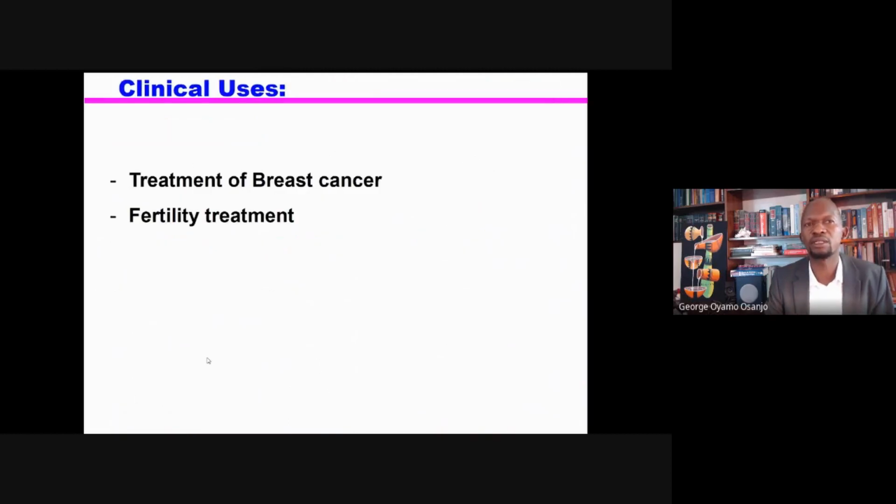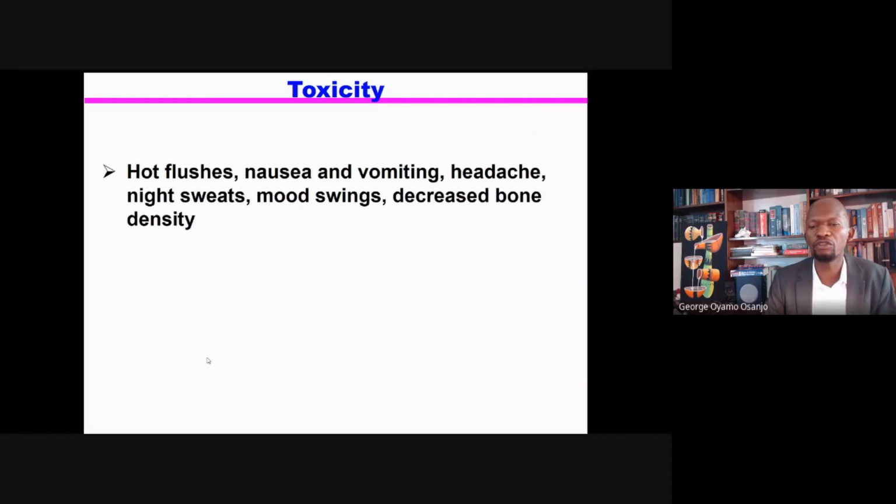The aromatase inhibitors have found many similar uses, like tamoxifen, and also in others like clomiphene. So for example, like tamoxifen, they may be used in the treatment of breast cancer, and like clomiphene, they may be used in the treatment of fertility. The adverse effects of aromatase inhibitors are related to the anti-estrogenic effects. So for example, vasomotor symptoms such as hot flashes, nausea and vomiting, headache, night sweats, mood swings, and decreased bone density.